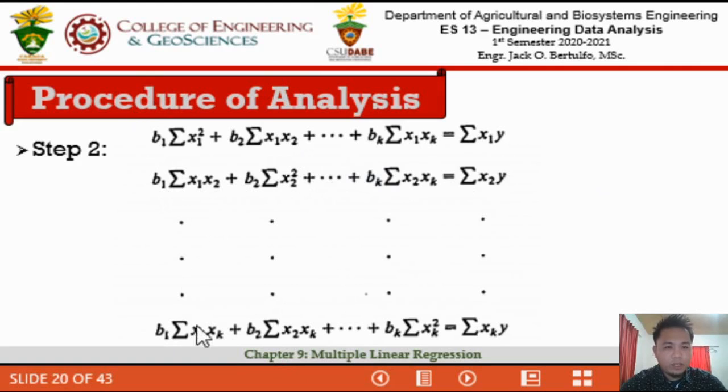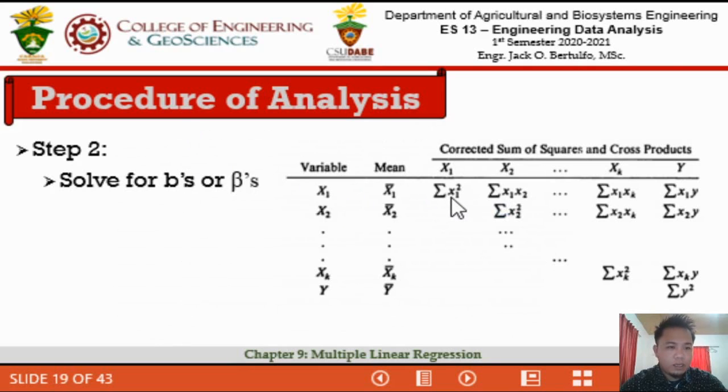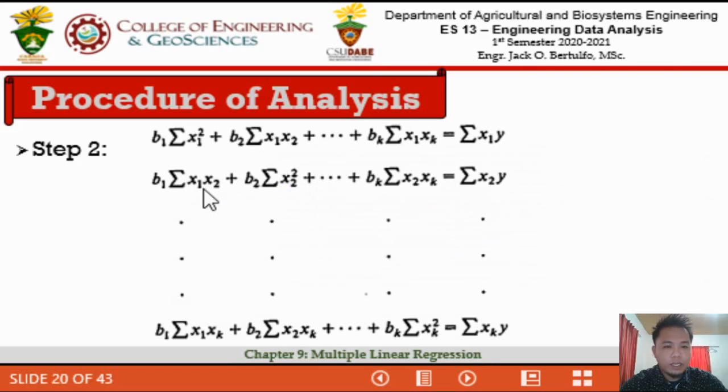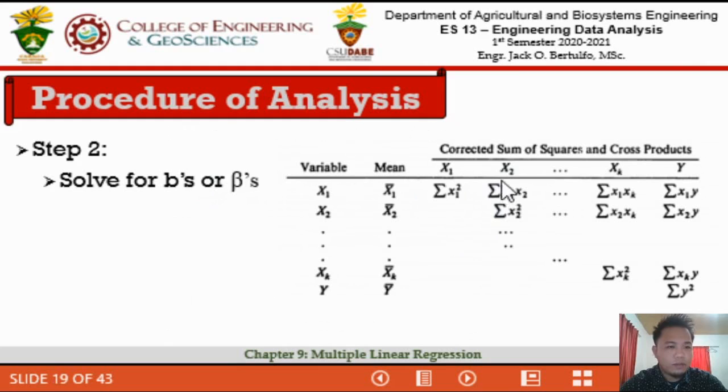It is vertical. Beta 1 here, all of it, beta 2, beta 3. Then in this notation, these values here are taken from here, x1. Sir, why is it blank there? It's blank, but its value is the cross product of x1 and x2, which is this x1 and x2, which is the same value as there.